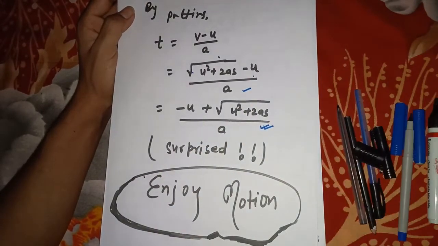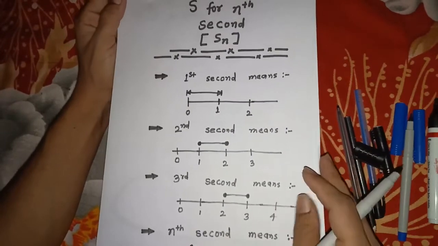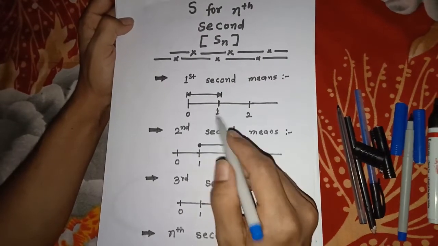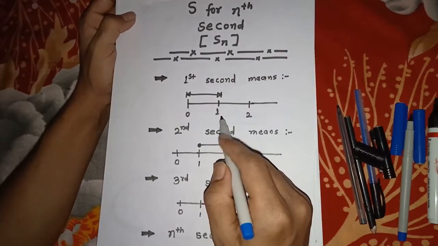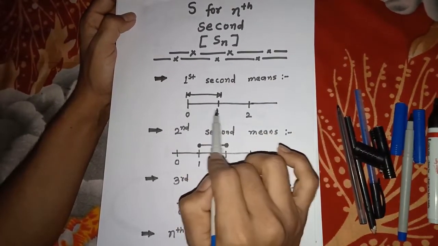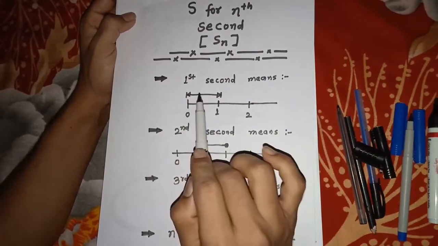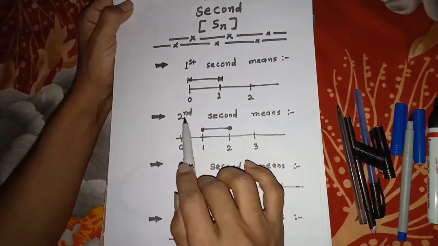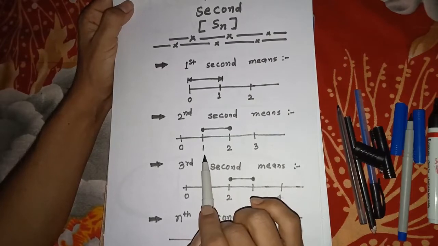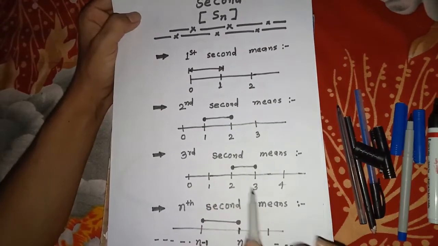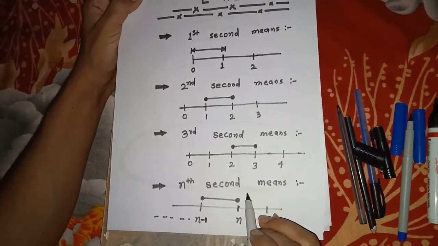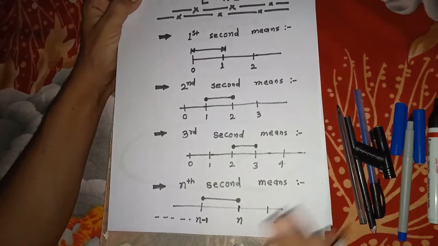Now what is the meaning of nth second? This is our topic here. So what do you mean by first second? First second means the motion during 1 second from start. Have you got my point? And what do you mean by second second? The motion between 2 second and 1 second. And the third second means motion between 3 second and 2 second. Similarly, we can say nth second means the motion between n second and n minus 1 second. Have you got my point?